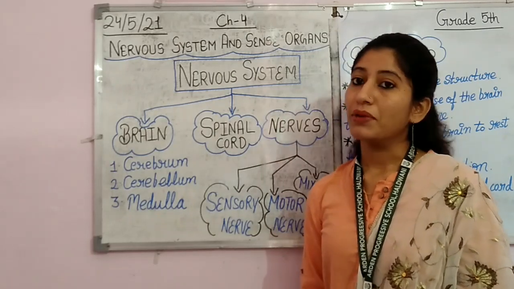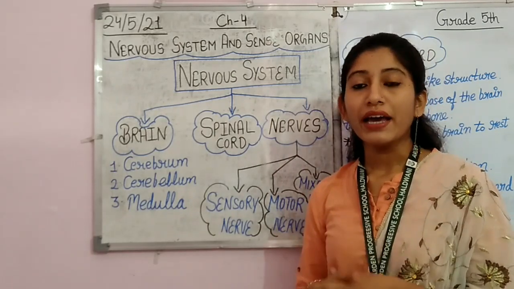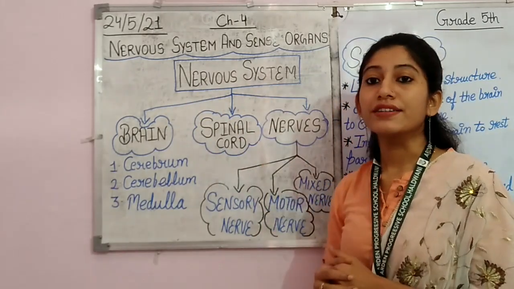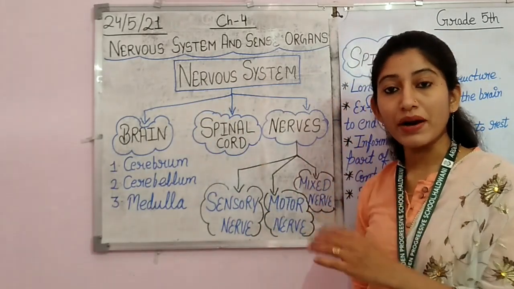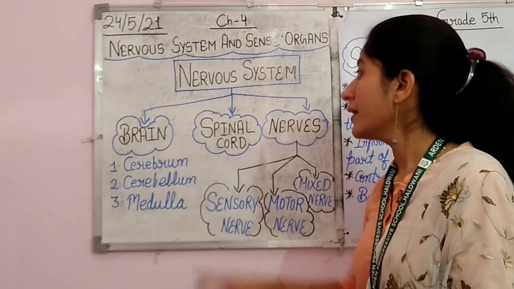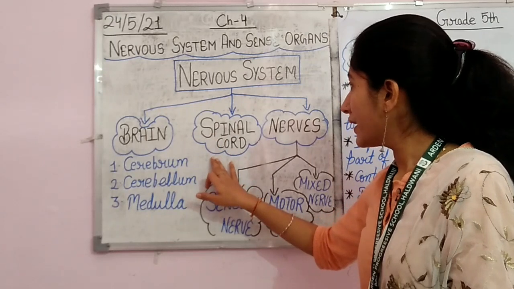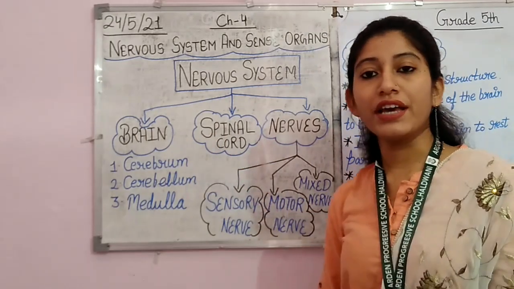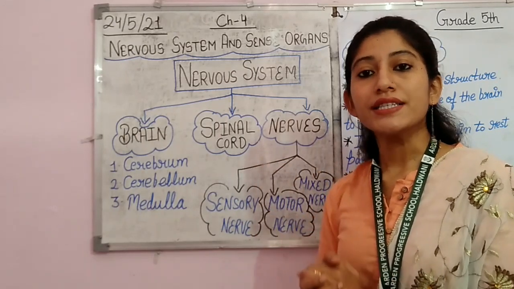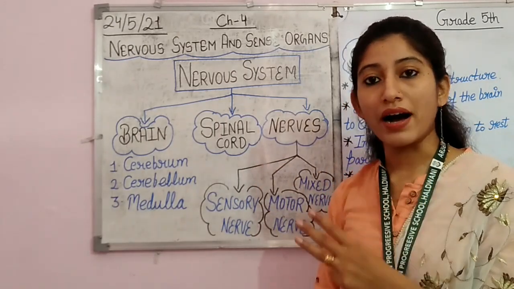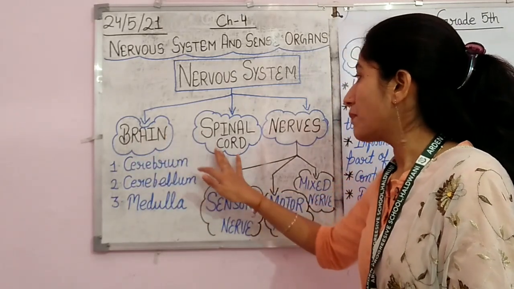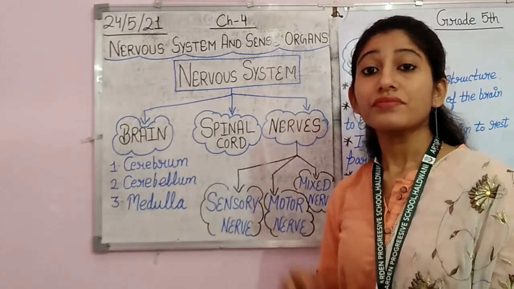So students, in the previous video, what have we learned? We have learned that the nervous system consists of mainly 3 parts. And what are these 3 parts? These 3 parts are brain, spinal cord and nerves. This we have learned in our previous video, that the nervous system consists of 3 main parts: brain, spinal cord and nerves.